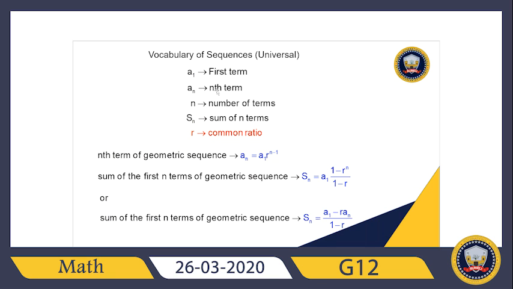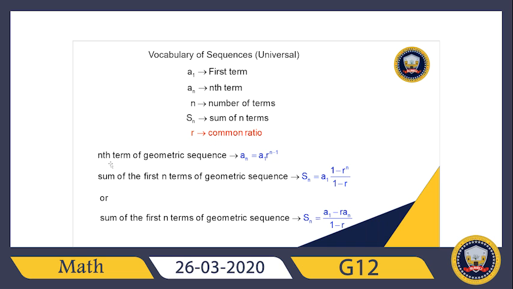If we have a geometric sequence, the first term is a1, the nth term is an, and Sn is the sum of n terms. r, as we said, is the common ratio. Why is it a common ratio? Because it's not addition or subtraction, it's a multiplication. So to find this r, we take two terms and divide them to get the common ratio between these two terms. So let's take a look at these formulas.